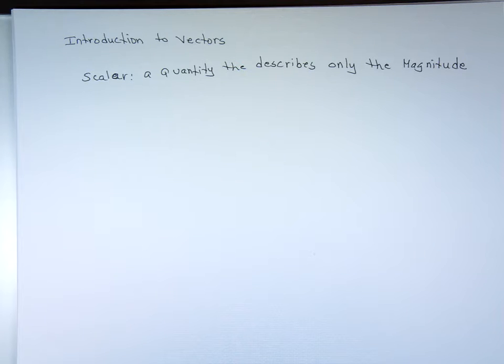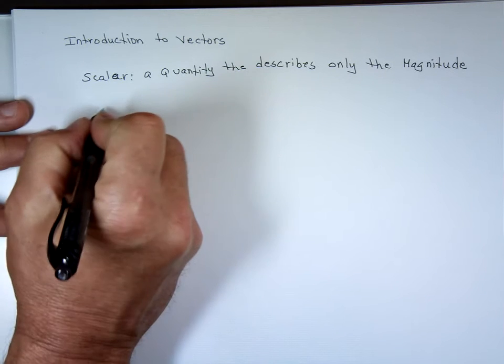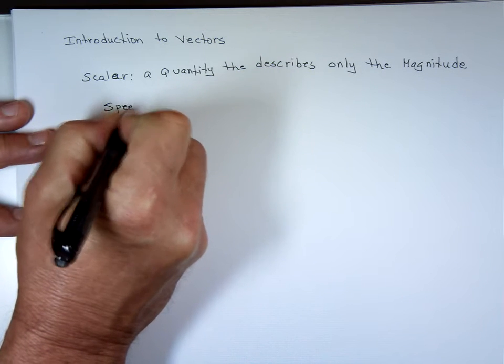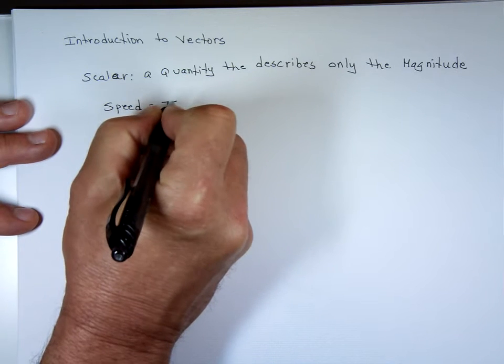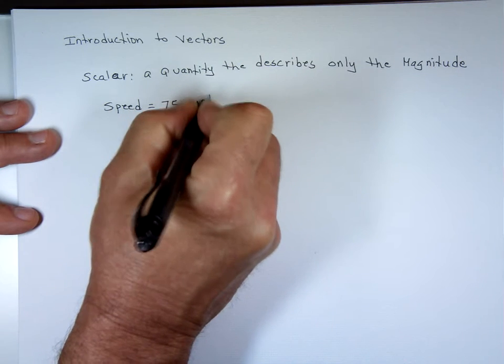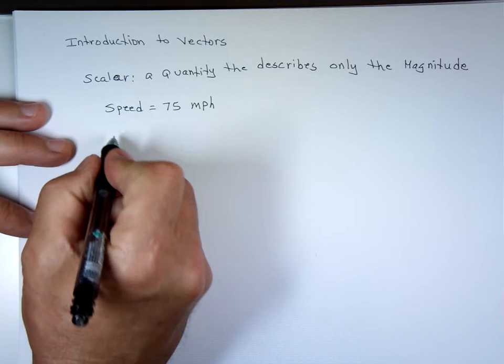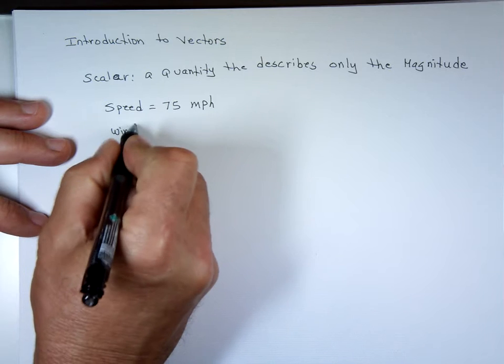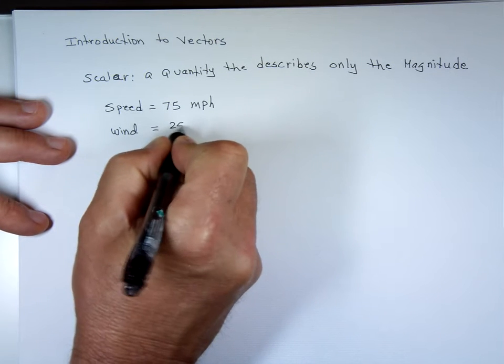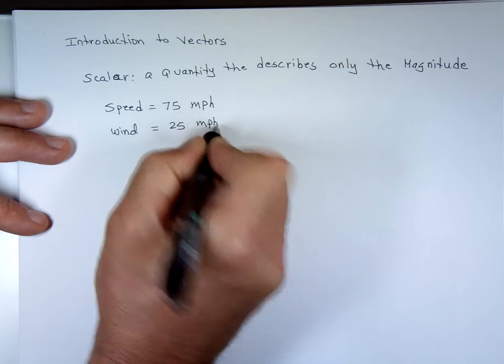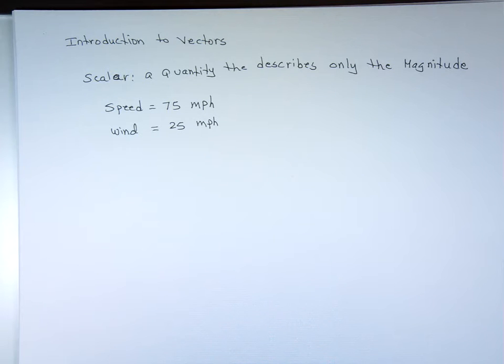If you said I'm driving, my speed is 75 miles per hour, that is a scalar. If you say the wind outside is 25 miles per hour, that's a scalar. It's only giving me how strong the wind is. It doesn't tell me which direction it's coming from or going to.